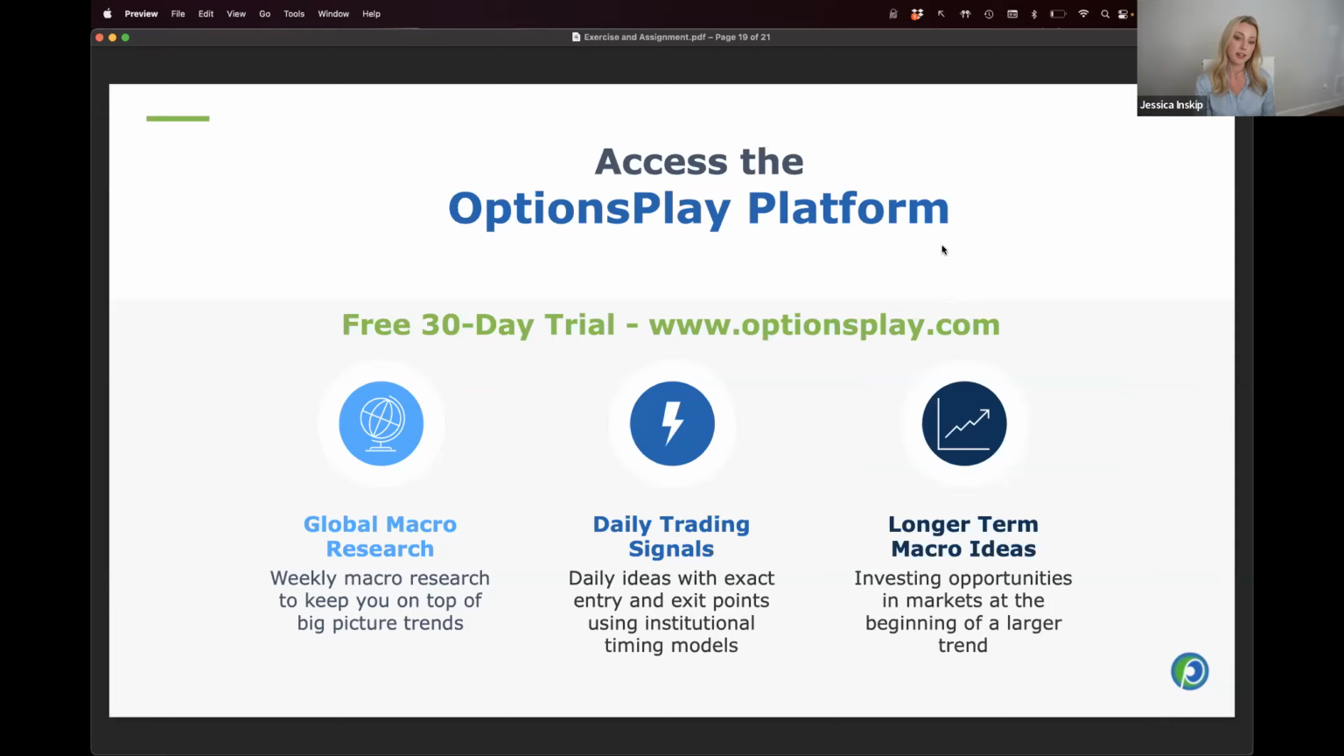Where can I find the stock's ex-dividend date? I believe that one's on the OptionsPlay platform as well. But on your broker site, normally the security profile will always have that.